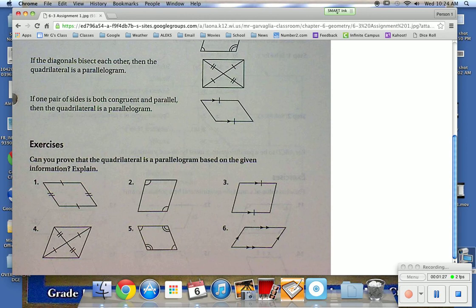You have to tell me on this, is this a parallelogram, yes or no? And explain to me a little bit why it is. What would one be? Yes, and why? Opposite sides are congruent. This one? No, why not? Because it doesn't show that the other corners are congruent. Okay, so you got 3, 4, 5, and 6 on that one.